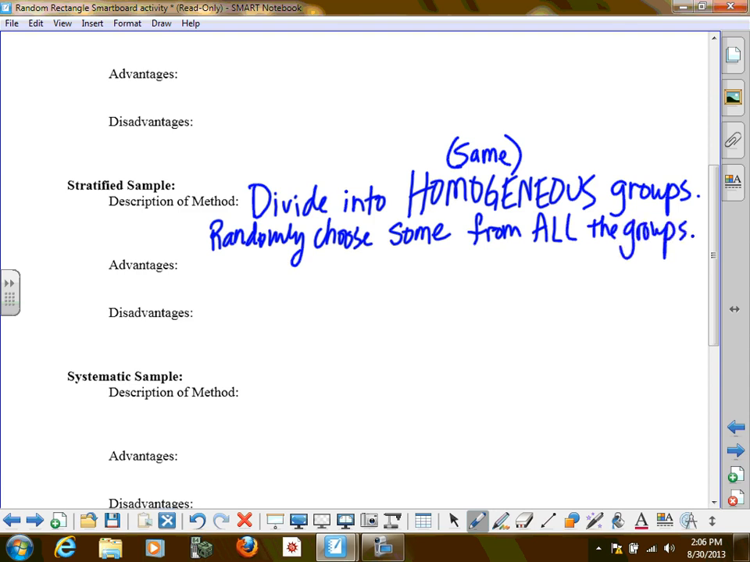Okay? Good. Advantage is that we make sure that we get what? Okay, representation of all types. Good. So the advantage is that we have all types represented. So we're making sure that we're getting all types represented.